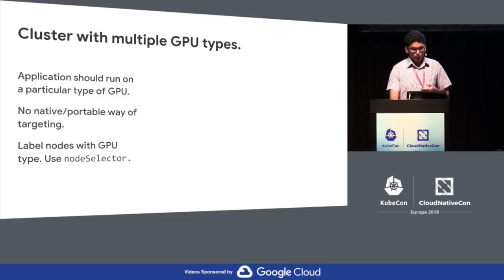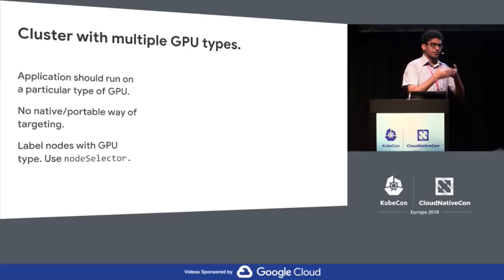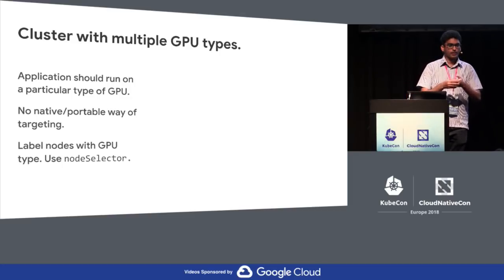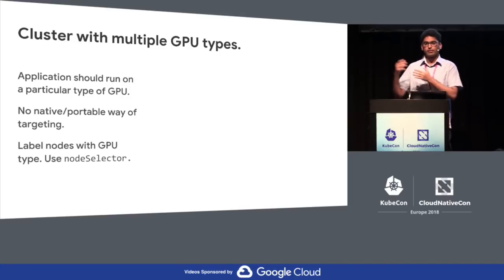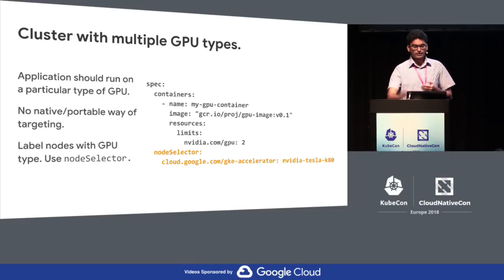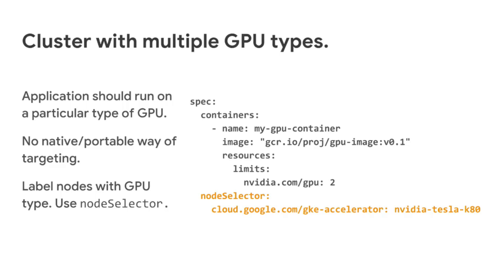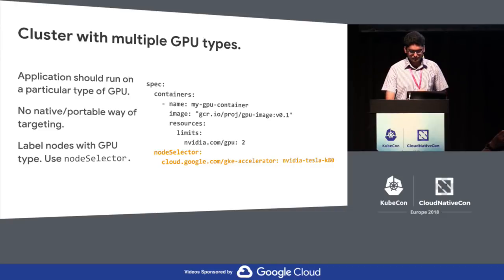As a workaround, you can ask your cluster administrator to label GPU nodes with the type of GPUs that are present on the node. So you can ask your operator to label the P100 nodes with P100, V100 nodes with V100, and so on. This is, for example, what we do in GKE, where you can say that I want this pod to run on a node which has Tesla K80s. And then this pod will schedule on a node which has Tesla K80s.